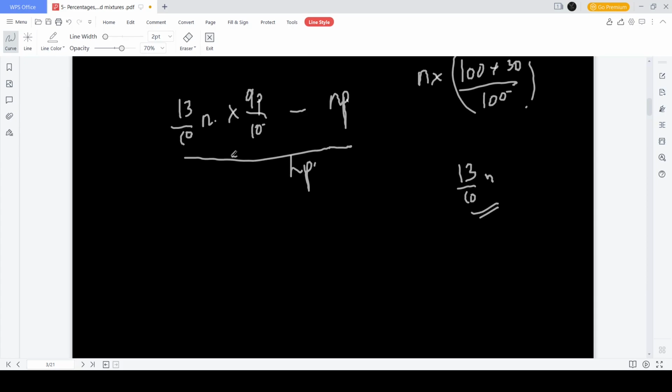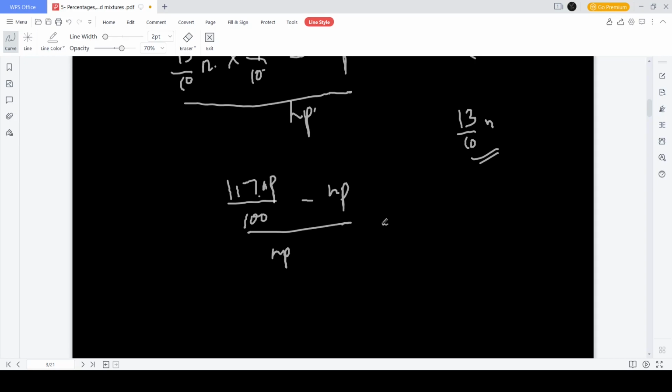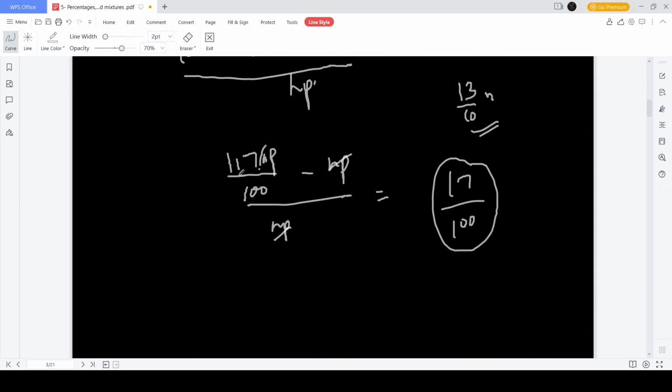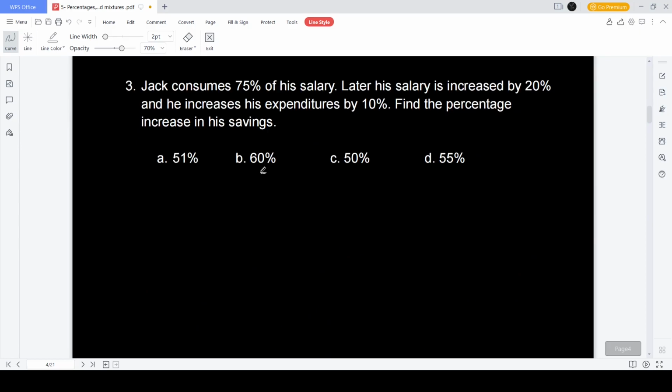Okay, so this comes as 130 into 117 into np divided by 100 minus np, divided by np. This comes as 17 by 100, and all the np's cancel, so you get 17 by 100. Fine. So there's a 17% change. Okay, there's a 17% increase. That's the answer. Fine. Next question.